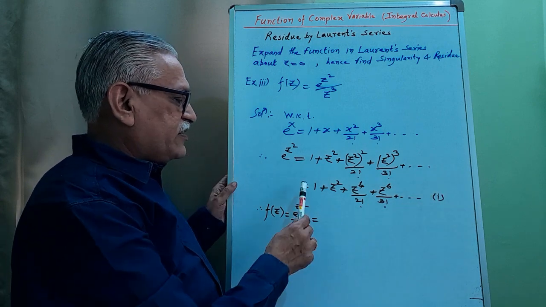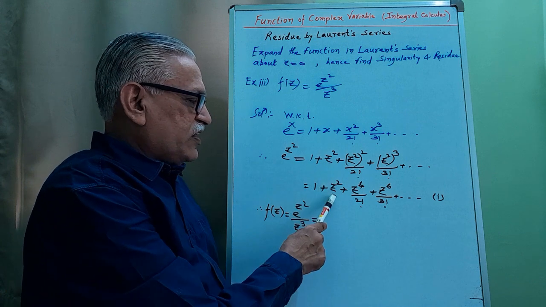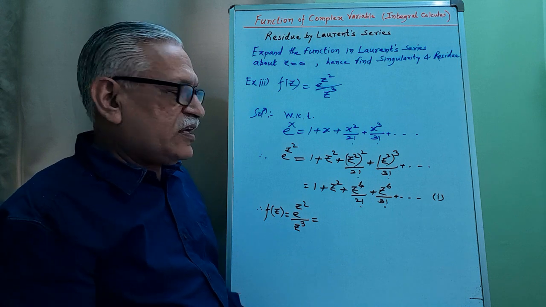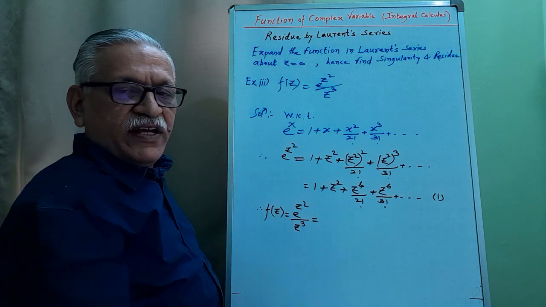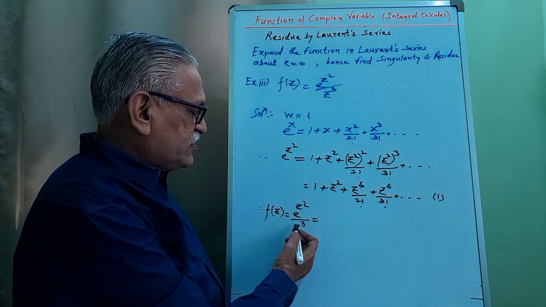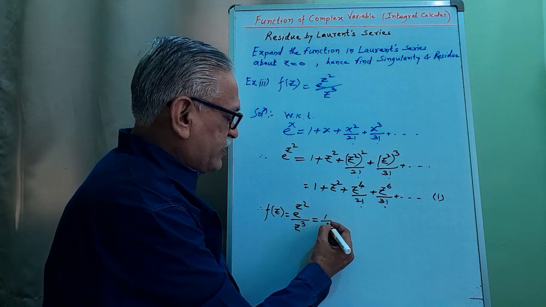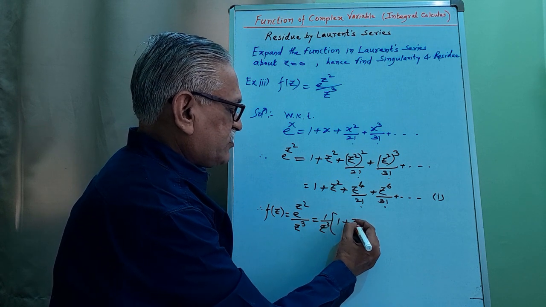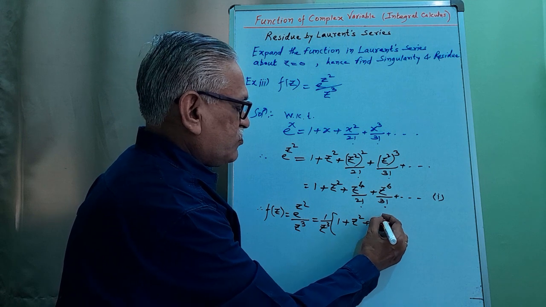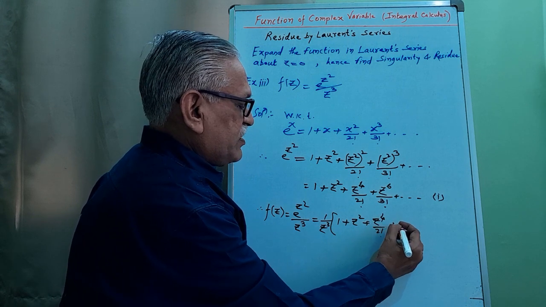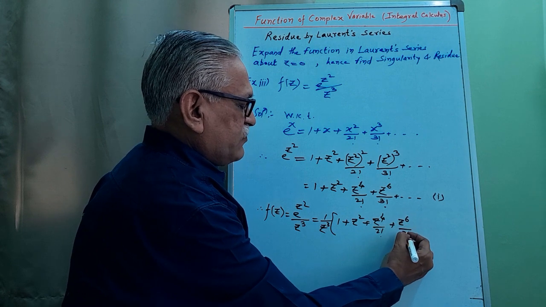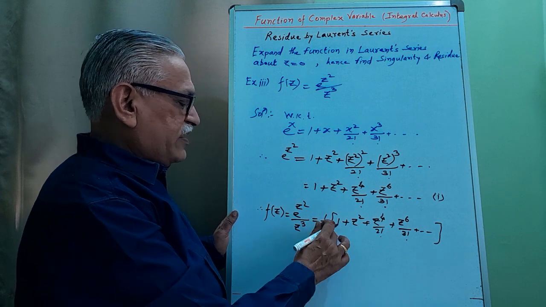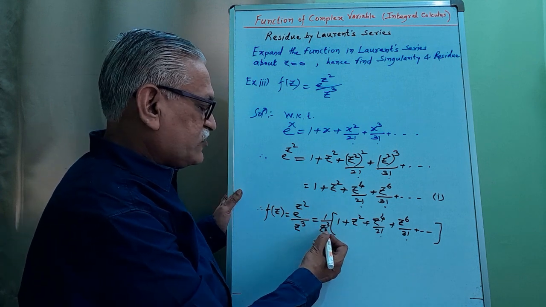Then simplifying it, we get 1 plus z square plus z raised to 4 by 2 factorial plus z raised to 6 by 3 factorial and so on. Then f of z is equal to e raised to z square divided by z cube. Multiplying that series by 1 by z cube, we get 1 plus z square plus z raised to 4 by 2 factorial plus z raised to 6 by 3 factorial and so on, all multiplied by 1 by z cube.